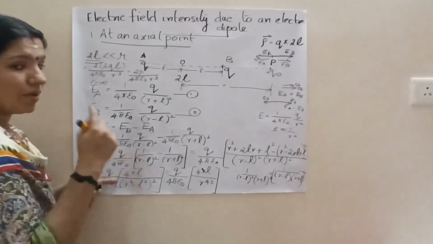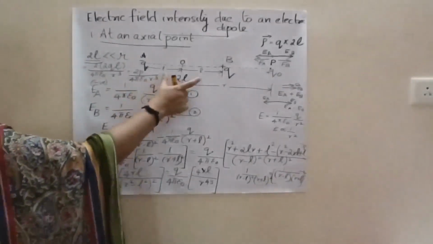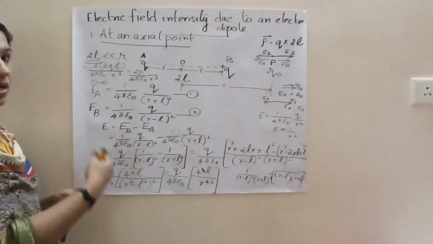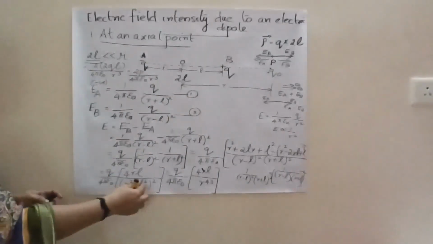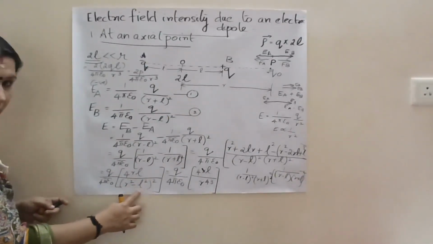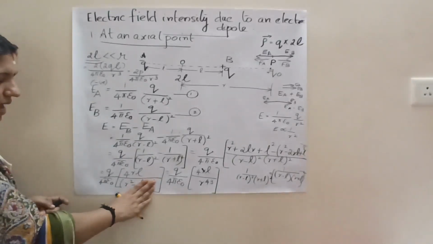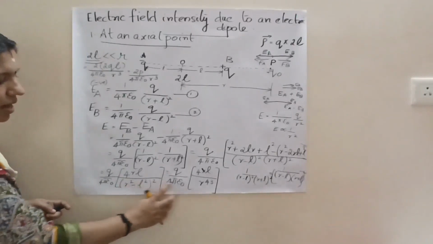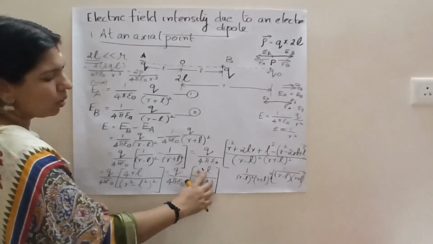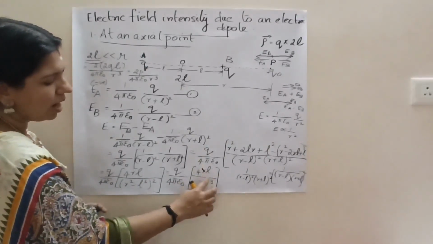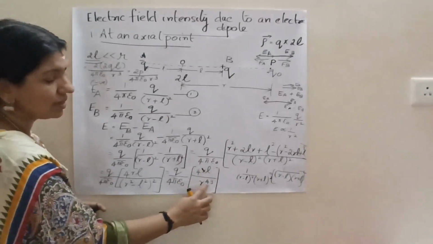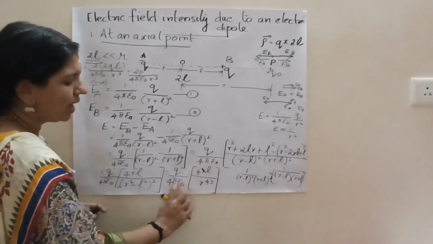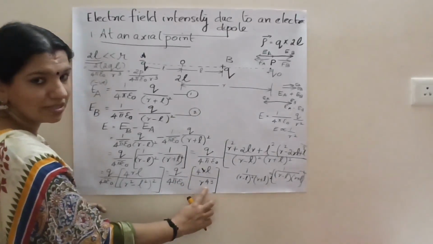Now we took one case where the length of the dipole is very less when compared to the distance r. So 2L is very less than r, so L square can be cancelled. When L square is cancelled, you will get (r square) the whole square, which is r raised to 4. Now 4rL by r raised to 4, the r terms get cancelled and it becomes r cube. So q into 4L by 4 pi epsilon naught r cube is the equation.